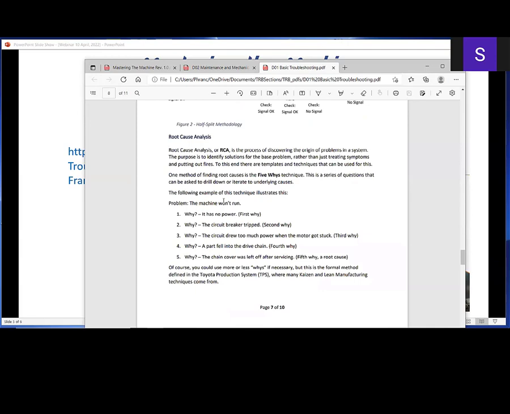Root cause analysis, people call this the 5 whys a lot of times. I kind of rewrote this. There's some famous examples in things like Wikipedia. Problem: a machine won't run. Why? The machine won't run. Why? It has no power. Why? The circuit breaker tripped.